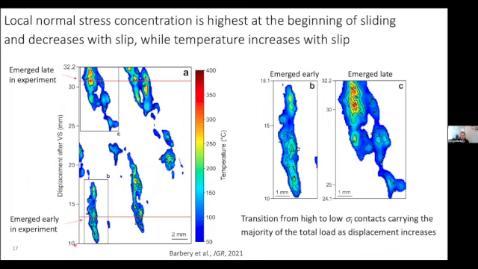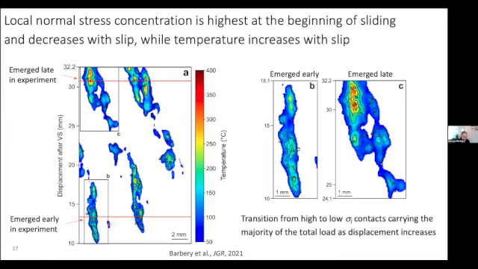You can see that I don't really record any temperatures before 10 millimeters of sliding. And in this case, I was only imaging temperatures between about 100 and 300 degrees C. So I'm not able to record anything less than 100 degrees C. That's one reason that I used multiple temperature ranges in these experiments.